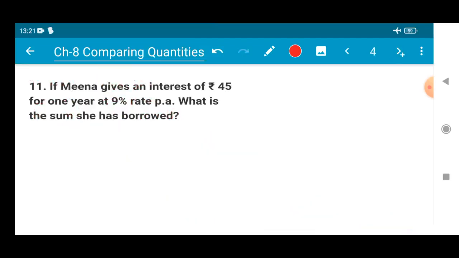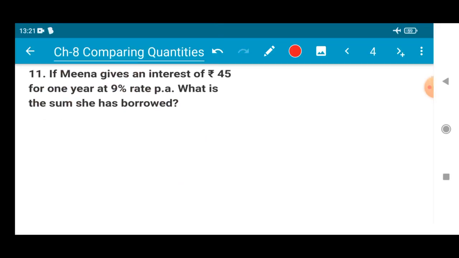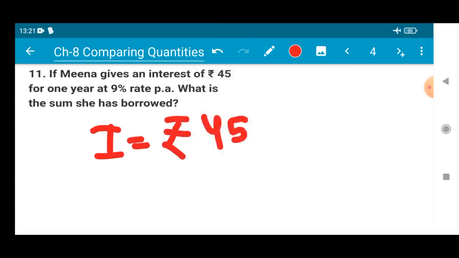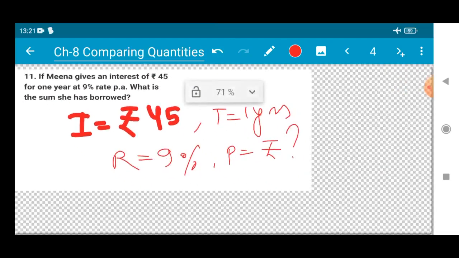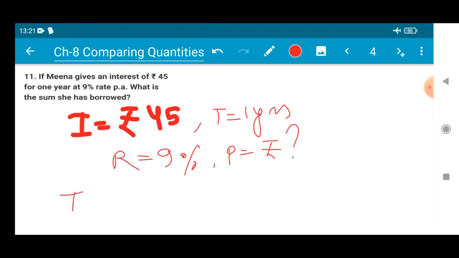Now let's do question number 11. If Meena pays an interest of rupees 45, so interest is already given, that is rupees 45. For 1 year, the time is also mentioned here, at 9% rate per annum. That means rate is also mentioned, that is 9%. What is the sum she has borrowed? She has borrowed means the principal amount. What is the principal amount that she has borrowed, that we have to find.